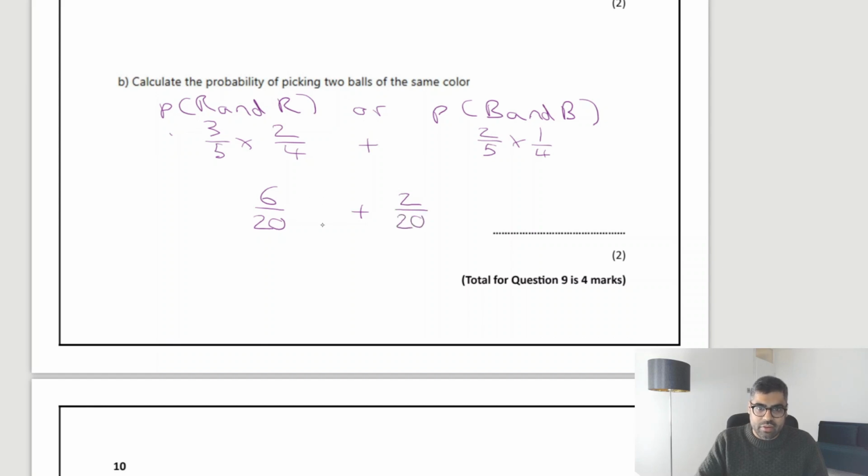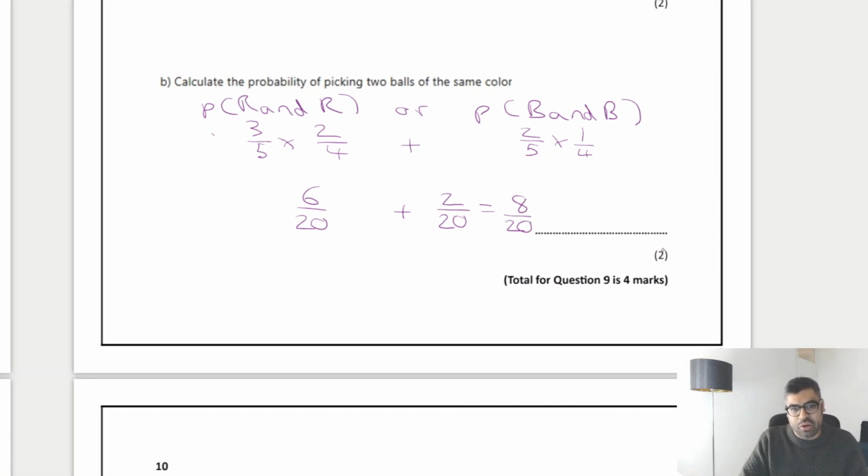Now, we're adding them together. As you may remember from question 1, the denominators need to be the same. In this case, they are the same. So that means we can go straight to adding these two fractions together. So 6 plus 2 is 8. So we're going to have 8 over 20. That's our final answer. We can simplify it further. So you literally just divide both numerator and denominator by 4. But in this case, we don't necessarily need to simplify it. We're still going to get the 2 marks.